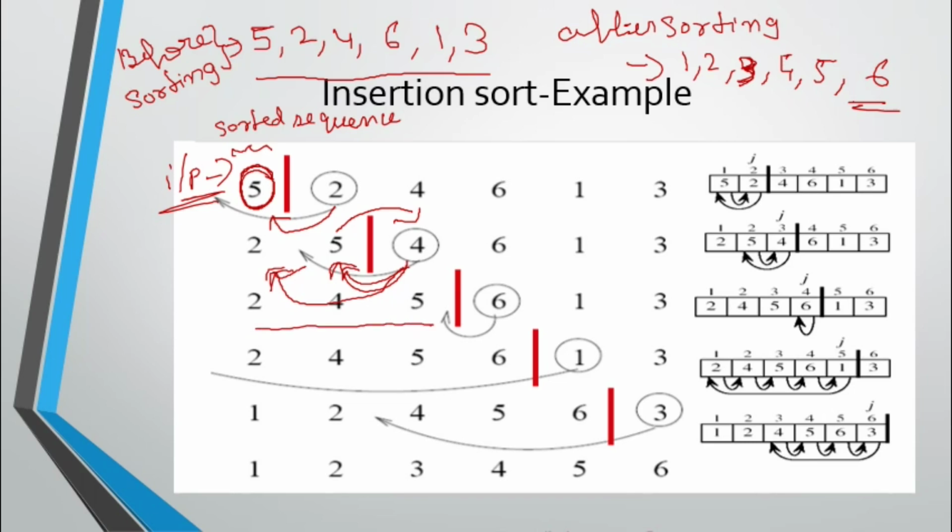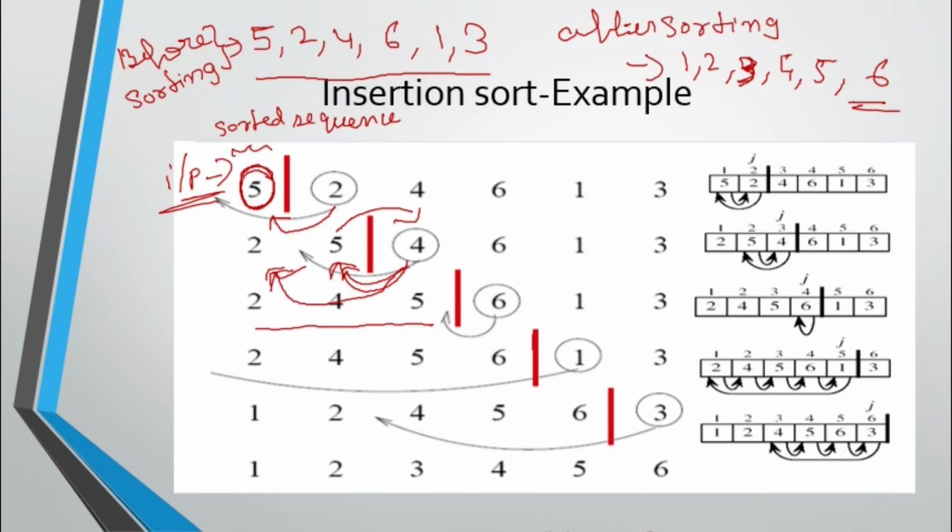Now in the next step, you have 6. 6 is compared with 5, and we know that it is in order. Again 6 is compared with 4, and it is also in order. Then 6 is compared with 2. Everything is in order, so you simply move the vertical bar to the right.